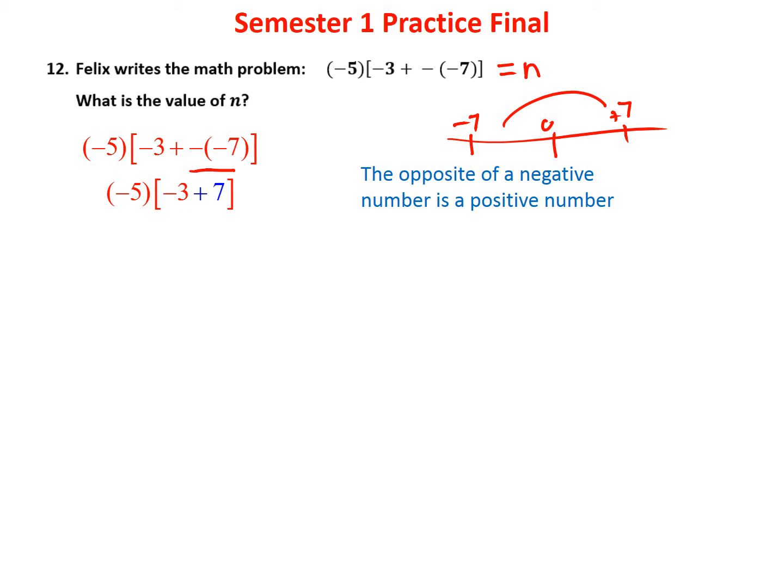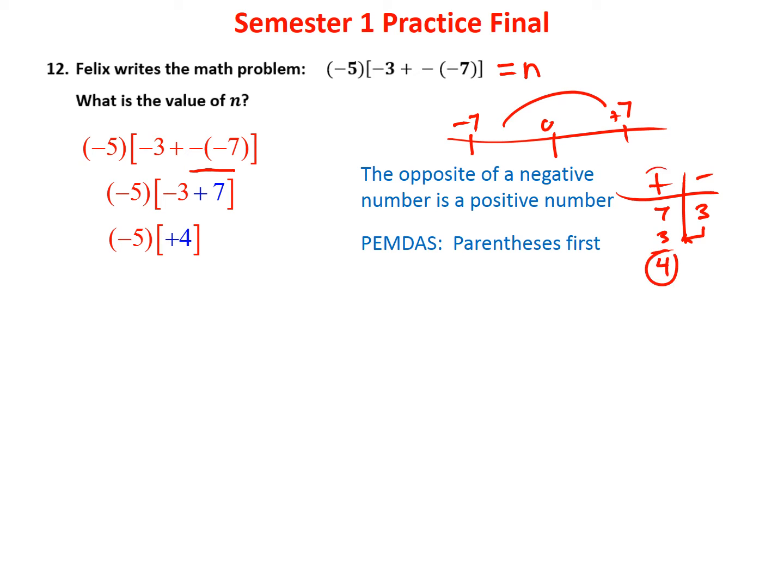So we have negative 5 times the quantity negative 3 plus 7. Now we do the parentheses first. Negative 3 and 7 is going to be positive 4. Same sign add and keep, different sign subtract. 7 minus 3 is 4. Take the sign of the higher number. The bigger number is 7, so it's positive 4. Or if you did the T-chart, plus and minus, you would have put 3 here, 7 here. The smaller number comes over, and you would end up with 4 in the positive number.